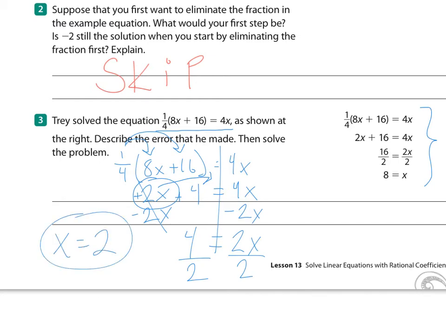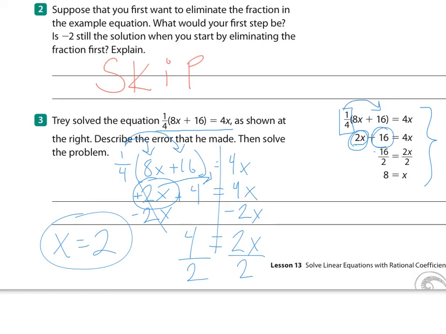Let's see what our friend Trey did. I see a couple mistakes he made. First mistake is right here. He did not distribute 1/4 into 16. 1/4 of 16. This number really should have been a 4 like we had. Then you'll notice it looks like he's taking this 2 and dividing both the 16 and the 2x by 2. Maybe it looks like he did that, or maybe he subtracted that over. I'm guessing that's what he did.